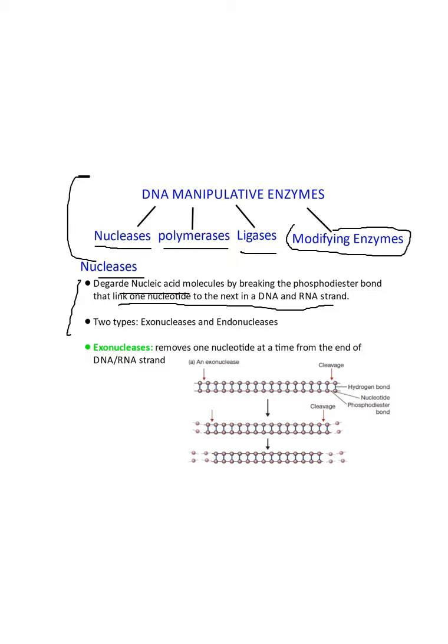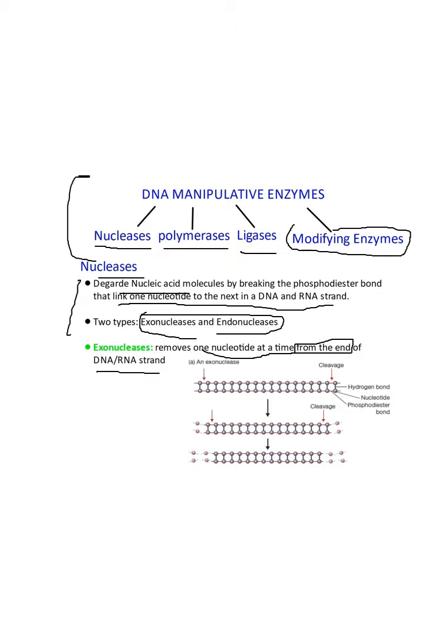Also, there are two types of nucleases. One of them is exonuclease and the other is endonuclease. Both of them have very important functions. I hope you have heard about exo and endonucleases. We'll talk about each one of them. Talking about exonucleases, their function is to remove one nucleotide at a time from the end. This is very important, from the end. So where does it remove from, the front or the end? Exonucleases, as the name suggests, remove from the end of a DNA or RNA strand.